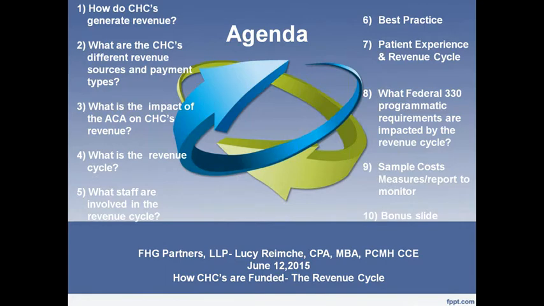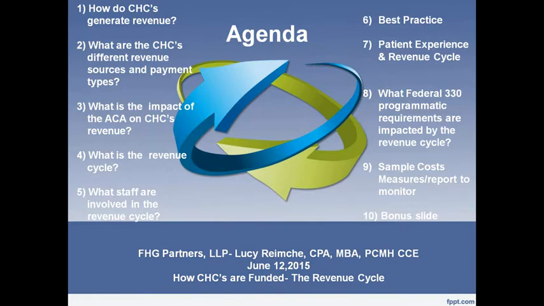To you and just very relevant for you to see the entire picture of a community health center's revenue sources, and not just maybe one component that you're involved in. So the agenda today will focus on how the community health centers generate revenue, the different types of sources of revenue, and payments, which are two different things, and I'll discuss those for you, and also the impact of the ACA on the community revenue, and then what the revenue cycle is, what staff are involved in the revenue cycle.